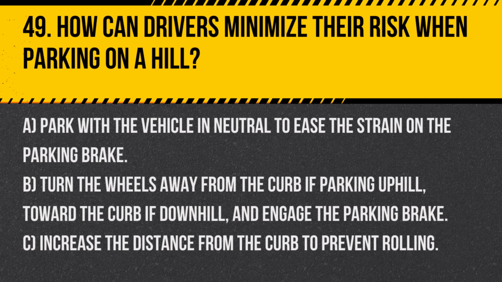Question 49. How can drivers minimize their risk when parking on a hill? A. Park with the vehicle in neutral to ease the strain on the parking brake. B. Turn the wheels away from the curb if parking uphill, toward the curb if downhill, and engage the parking brake. C. Increase the distance from the curb to prevent rolling. Answer: B. Turn the wheels away from the curb if parking uphill, toward the curb if downhill, and engage the parking brake. This prevents the car from rolling into traffic if the brakes fail.